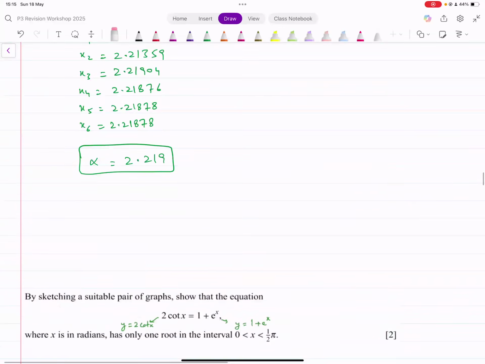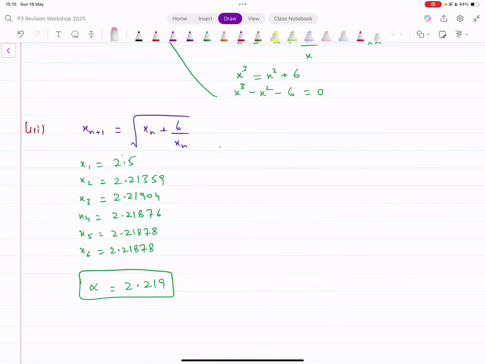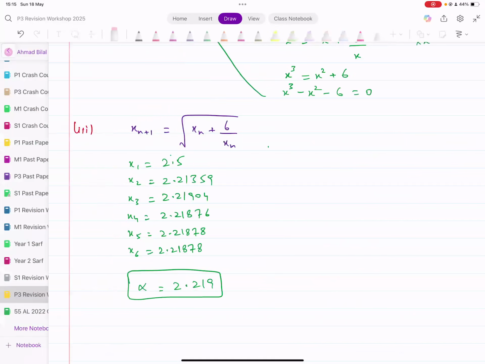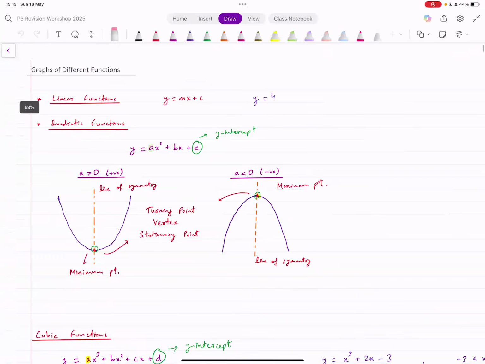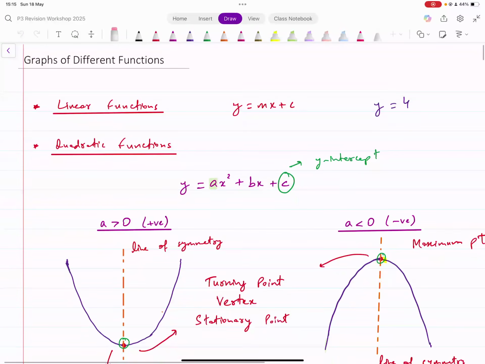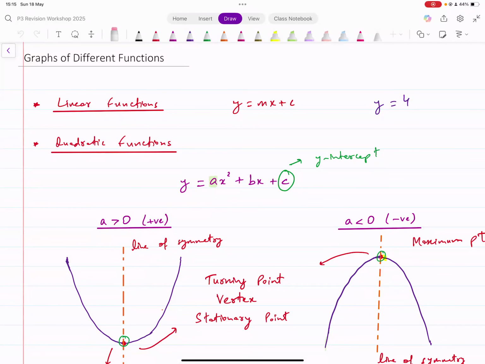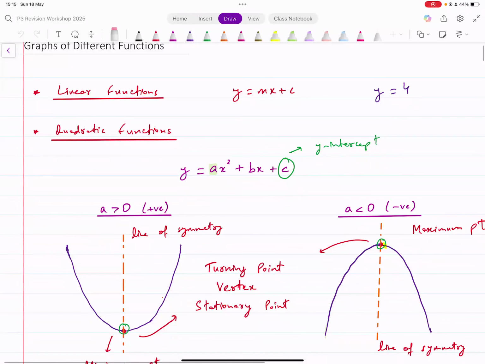Okay, so that's the major concepts of iteration that we have. Then we have graphs in iteration as well. Let's talk about that next. Sketching different graphs. In your syllabus, you have done a number of different types of graphs. Iteration is where most of them are going to be tested. Okay. So let me quickly go through all the different types of graphs that you need to know about.